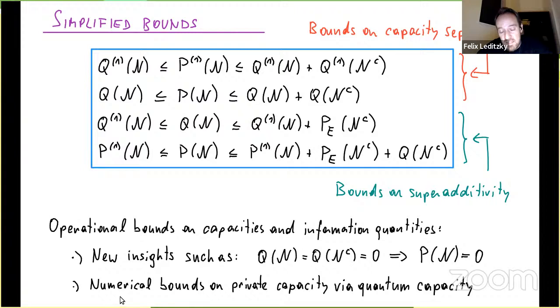Another cool thing is that this actually gives us numerical bounds on private capacity from numerical bounds on quantum capacity. So this is somewhat like an annoying problem that for the private capacity, there's not too many useful bounds that you can actually compute. Whereas for the quantum capacity, by now, there's a large body of work that you can use, for example, using semi-infinite programming. And so now this gives you an easy way of doing this for the private capacity of a channel. Okay, it's sometimes not very useful, but sometimes it is useful, and I'll also come back to that later.